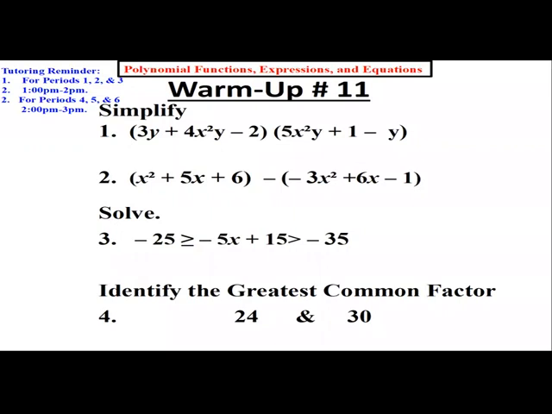Number 2: (x² + 5x + 6) − (−3x² + 6x − 1). Number 3, it says solve: −25 ≥ −5x + 15 > −35. And number 4, it says identify the greatest common factor between 24 and 30.